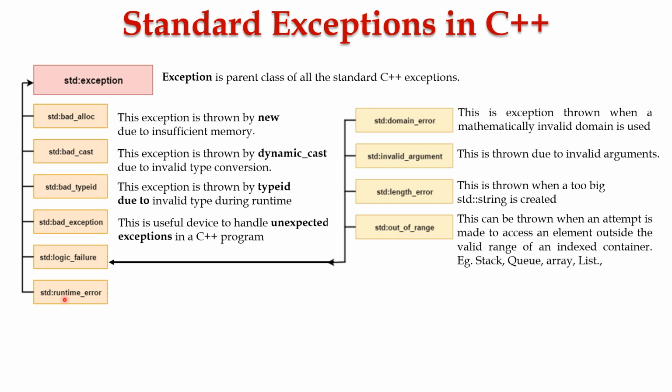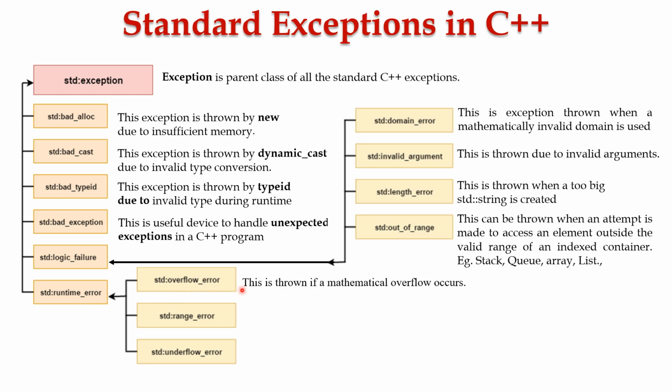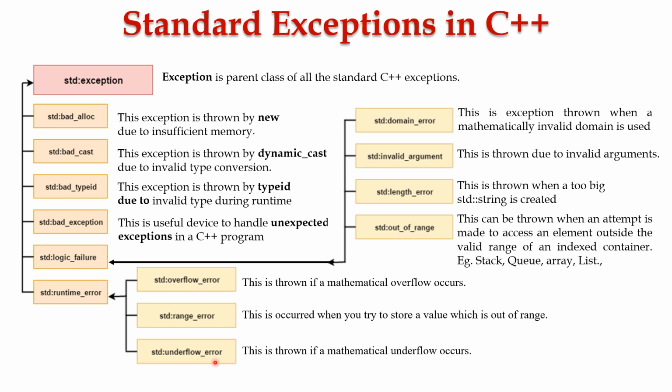The last subclass is runtime_error. It has various subclasses, namely overflow_error. This is thrown if a mathematical overflow occurs. The next subclass is range_error. This occurs when you try to store a value which is out of range. The last subclass is underflow_error. This is thrown if a mathematical underflow occurs. Hope you are clear on the types of standard exceptions in C++.